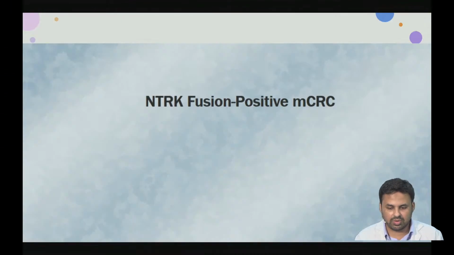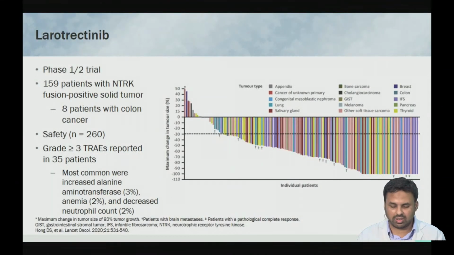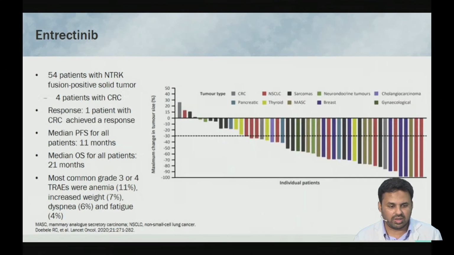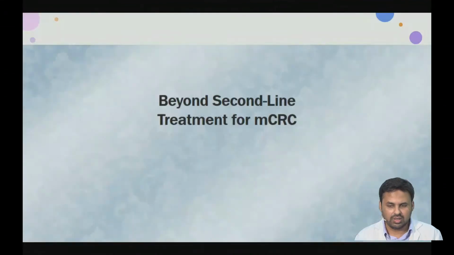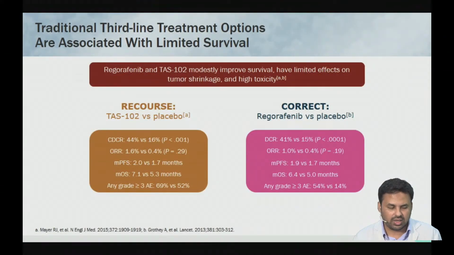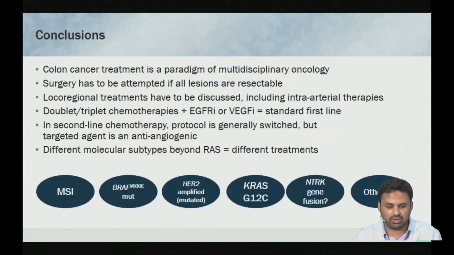The NTRK fusion positive cancers constitute a very rare population subset where these mutations are rarely identified, but we have got targeted drugs for it, which are larotrectinib and entrectinib. So beyond second line, what we use is usually trifluridine tipiracil, like TAS-102, and also regorafenib. These also produce a meaningful improvement in the progression free and the overall survival.